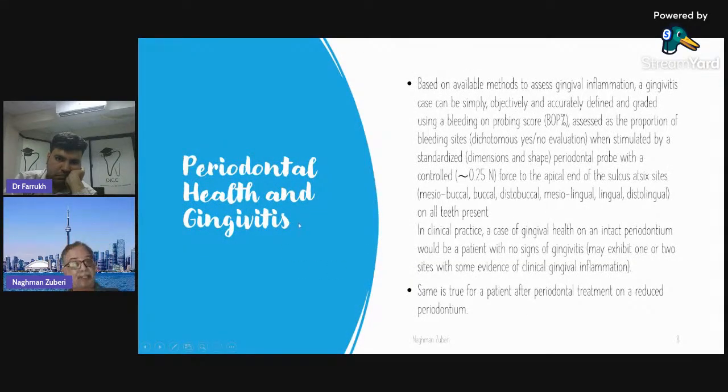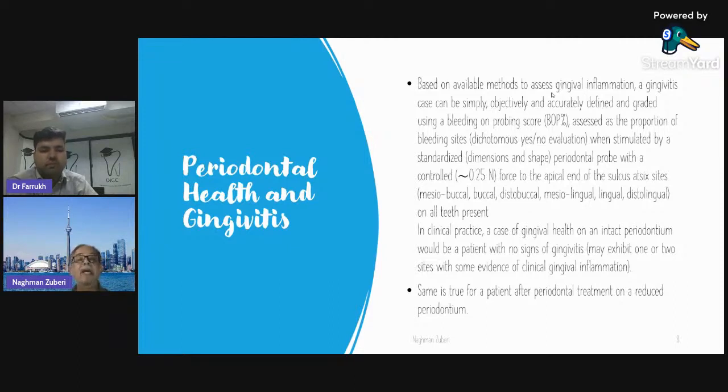Periodontal health and gingivitis. Based on the available methods to assess gingival inflammation, a gingivitis case can be simply, objectively, and accurately defined and graded using a bleeding on probing score, which we also call percentage of the BOP, bleeding on probing in percentage. It is assessed as the proportion of bleeding sites, that is, just yes bleeding or no bleeding. No other explanation about it, yes or no. So, dichotomous yes no evaluation.